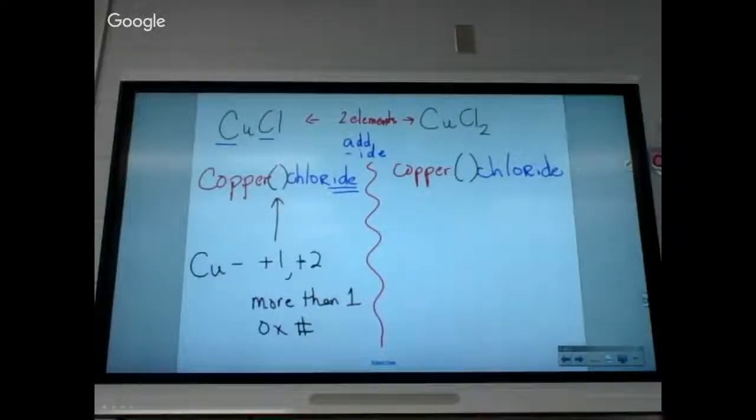Look at antimony. How many numbers are listed beside antimony? 3. That has more than 1 number listed there. It's going to require parentheses for a Roman numeral. What's next? Arsenic. How many numbers are listed there? 3. It's going to need parentheses. Barium. How many numbers are listed there? 1. The number is a plus 2, but it's 1 number. You see the difference? Hallelujah. I don't see where y'all were so confused.